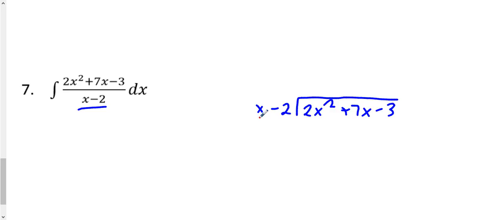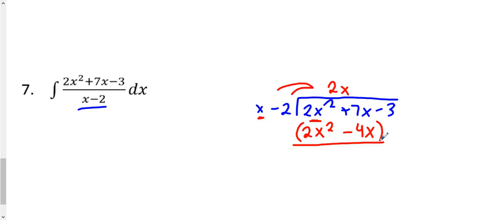When we do this, we need to figure out what we multiply x by to get 2x squared. Well, we need another x, and we also need a 2 in front. And then we distribute that. So we get 2x squared minus 4x. Both of those are subtraction, so that goes to both. 2x squared minus 2x squared cancels. 7x plus, change sign, 4 is 11x, and we drop down the 3. So we have minus 3.